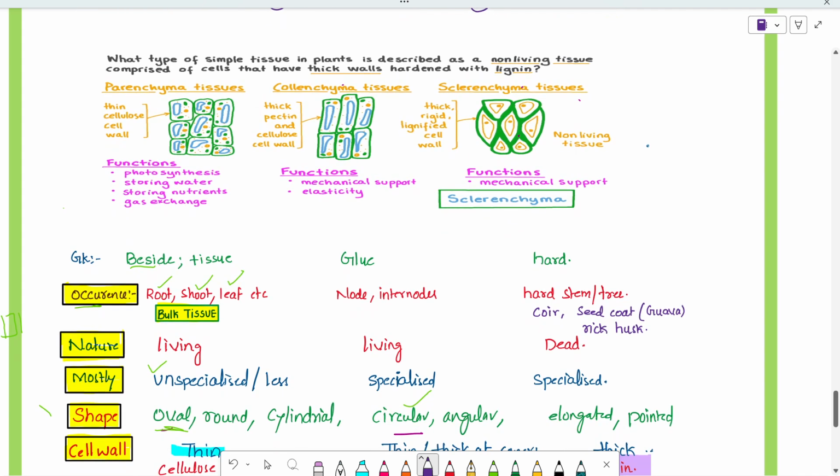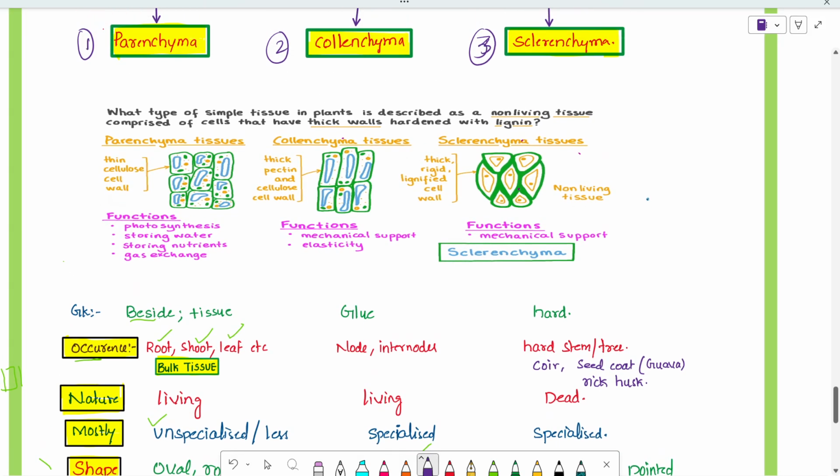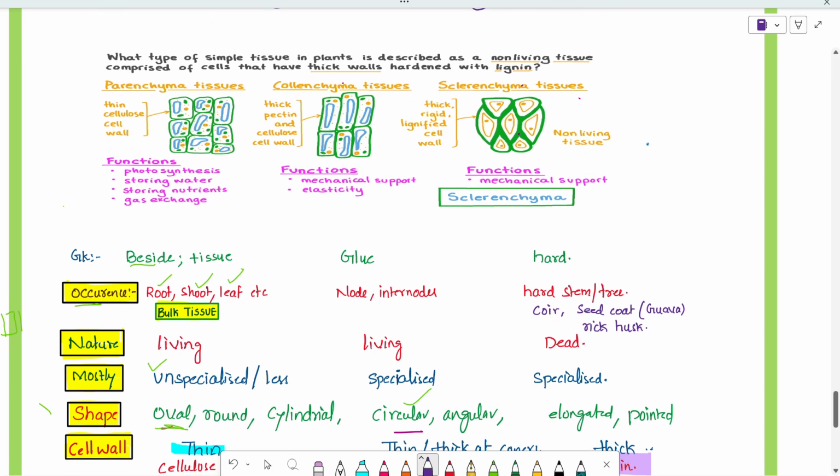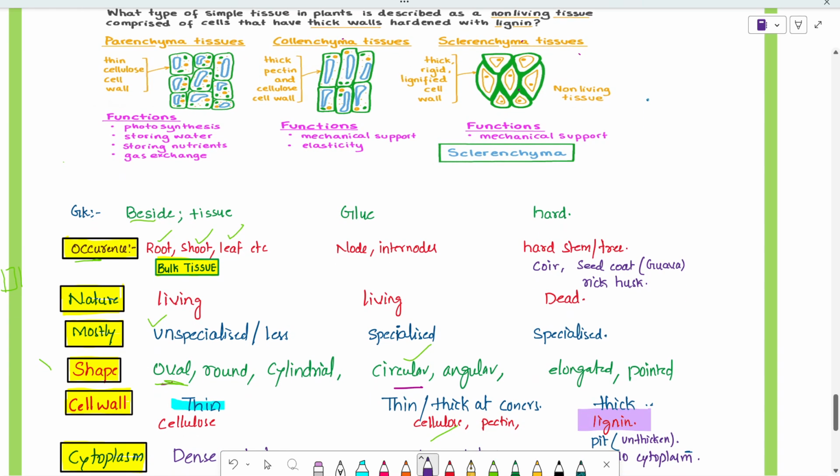Whereas collenchyma is a glue-like tissue, which gives flexibility to the plant. And one more is sclerenchyma. The last one is made up of hard kinds of cells, so it is called sclerenchyma. These are the Greek meanings of all the tissues. So there are three names.